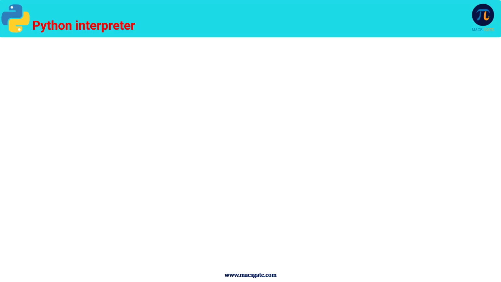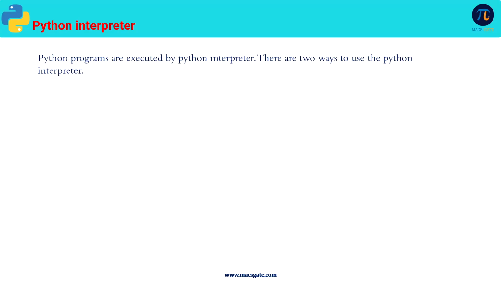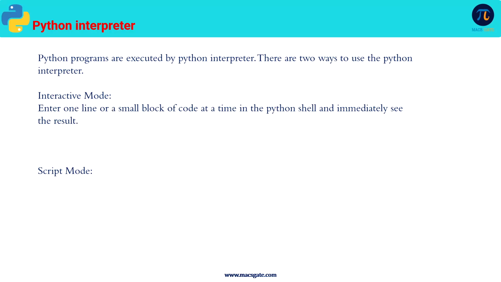Now let us see how to use the Python interpreter. Python programs are executed by the Python interpreter, and there are two ways to use it. The first one is interactive mode and the second one is script mode. In the interactive mode, you can interact with Python code in real time. You can enter one line or a small block of code at a time in the Python shell and you can see the result immediately.